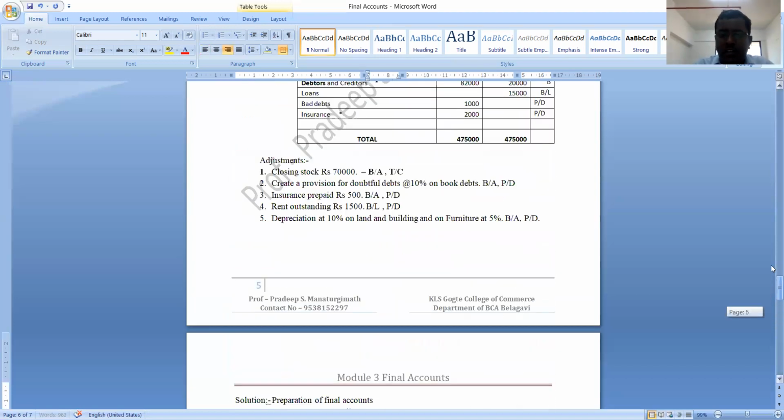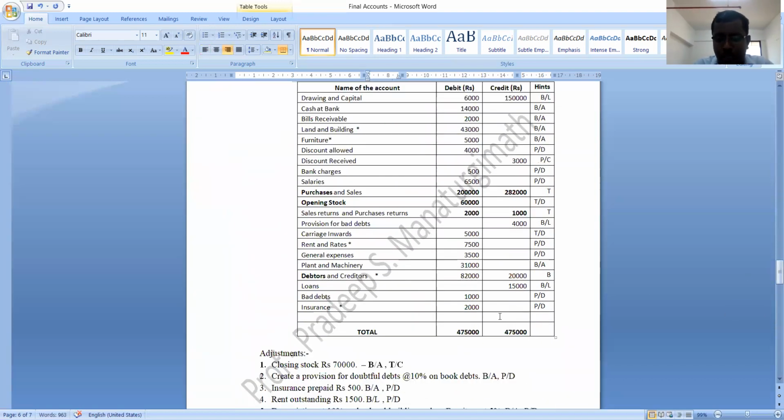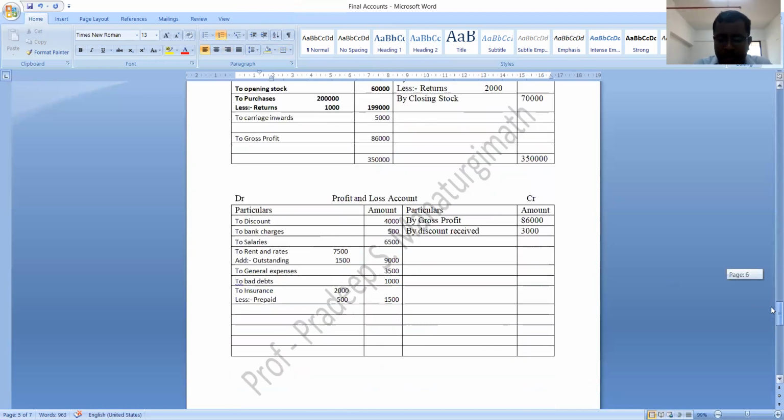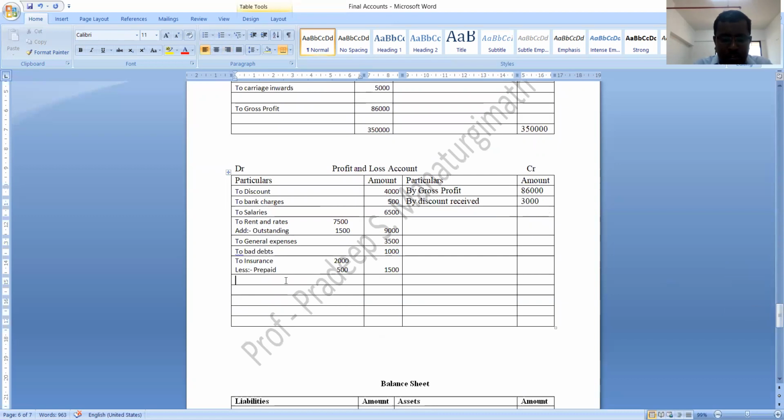So we recorded all the items that belong to profit and loss account from this trial balance. Now let's check with adjustments. Let's see which all adjustments will affect the profit and loss account. This adjustment appears, that is second adjustment. Create a provision for bad debts at 10% on book debts. See here, bad debts, as good as loss.